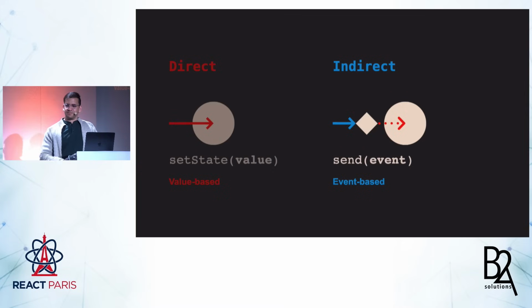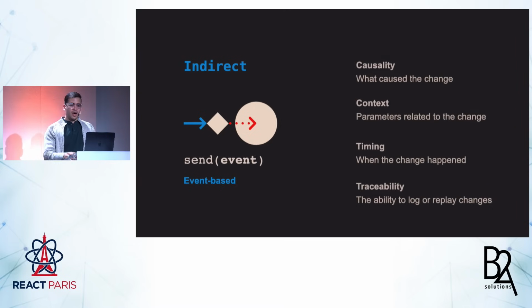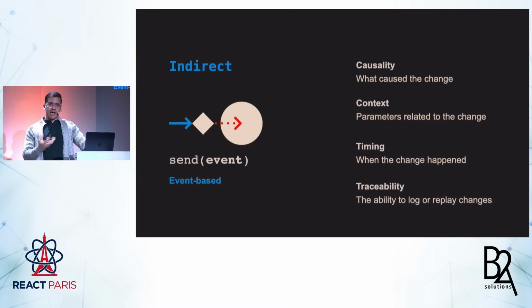And so I would call useReducer indirect state management, because you're not directly updating state. You're using events, or as the React team calls them, actions, in order to indirectly update that state, which allows you to actually express events which cause that state change, which give you a lot of benefits.